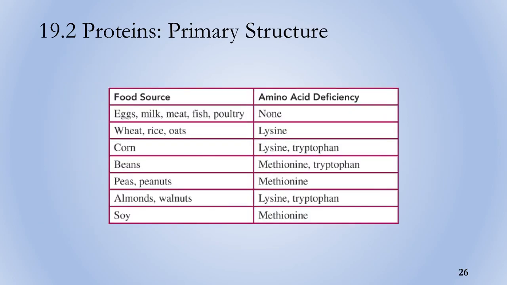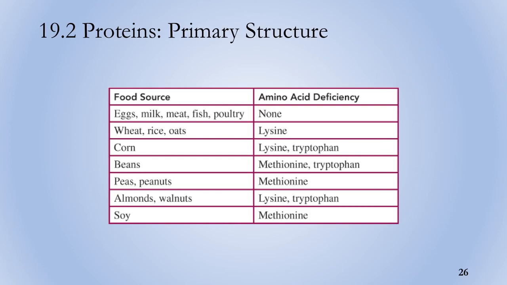The table here shows a list of food sources and what amino acid they are deficient in. So you'll see that eggs, milk, meat, fish, and poultry, meat meaning, I guess, beef and pork, and poultry meaning anything that's a bird, they don't lack any amino acids. So it's a healthy diet just to eat meat as far as your proteins are concerned.